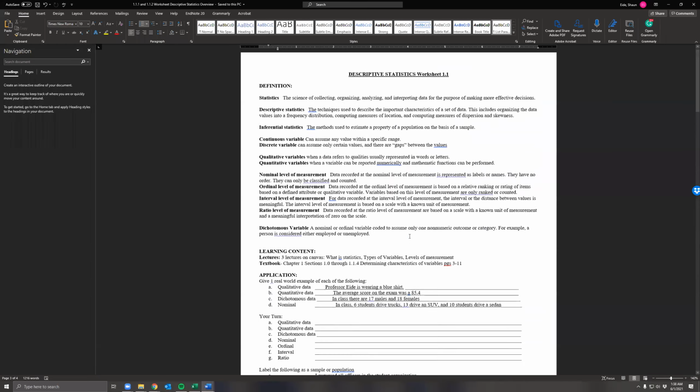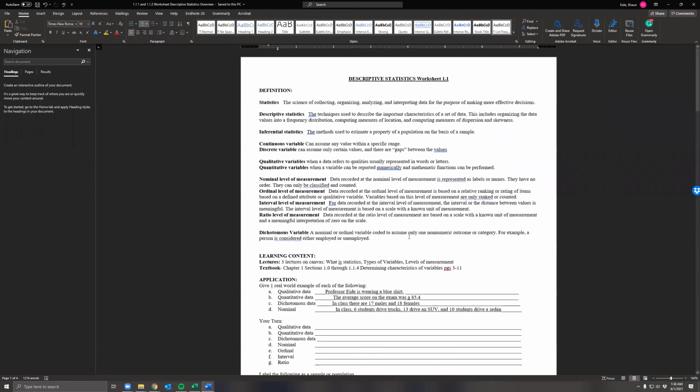Okay, we're going to go over the worksheet for the first 2 days, the 1-1-1 and 1-1-2 worksheet for descriptive statistics. So I'm going to go ahead and share my screen. And this is the very first worksheet. This is going over descriptive statistics, and this is the very first worksheet for this course. And so I just want to make sure that you know exactly how to go through this.